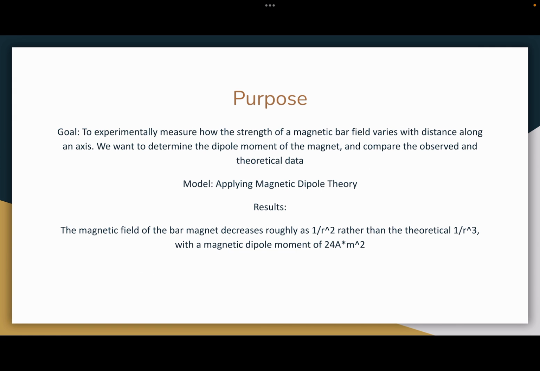The goal of this experiment was to measure how the magnetic field strength varies along the magnet's axis and to calculate the magnetic dipole moment. We applied magnetic dipole theory to model the field behavior and compare our observations with theory. The results showed that the field decreases roughly as 1 over r squared rather than the expected 1 over r cubed, with a dipole moment of about 24 amp square meters.